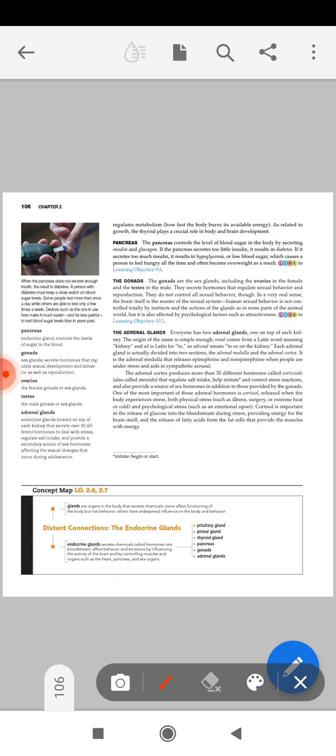How does this work? The adrenal gland releases its hormone, and this hormone stimulates the stored glucose to be converted into sugar and then released into the blood. That's it. That's how it works.